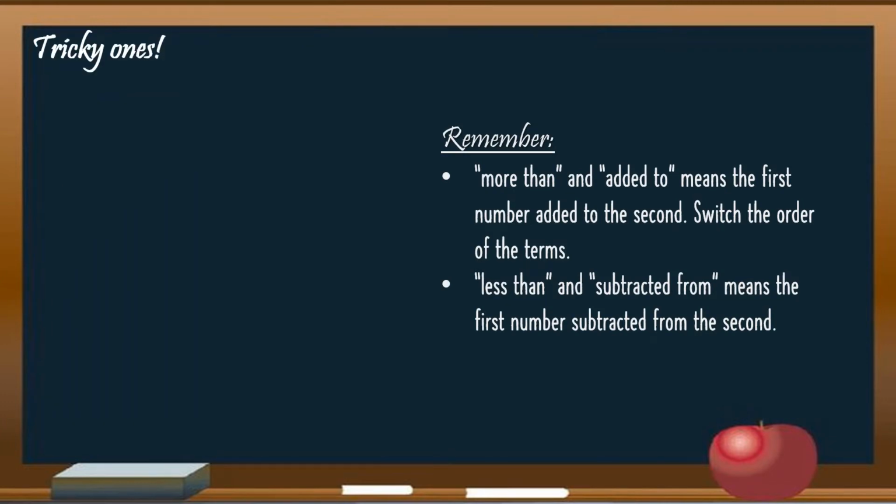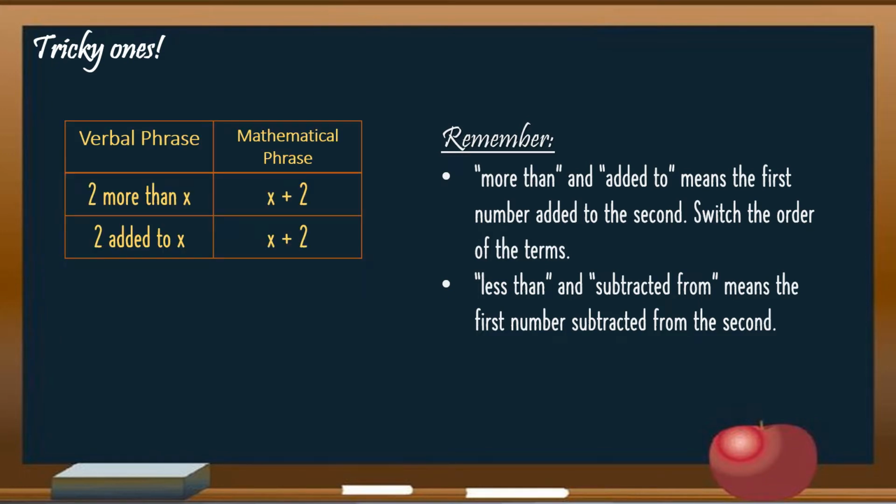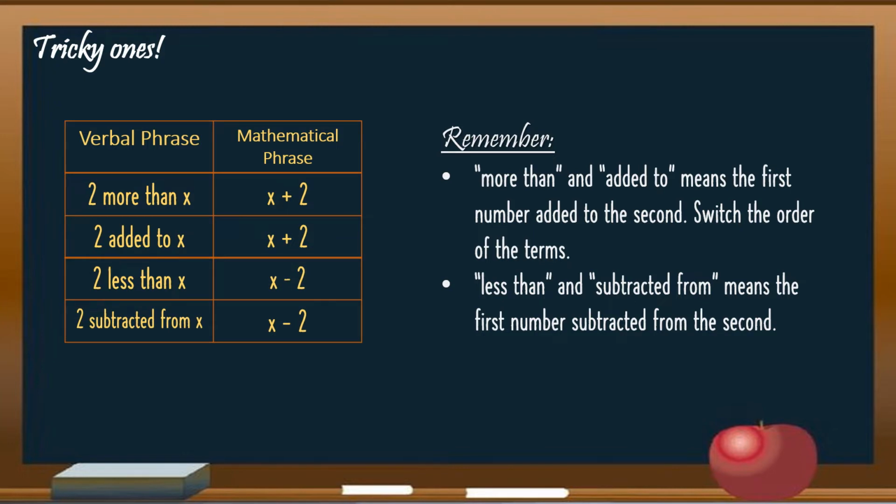So remember, kapag ginamit natin yung salitang more than, added to, less than, and subtracted from, it means the first number isi-switch natin sa second number. Okay, so mag-change tayo ng order. So example, we have the verbal phrase 2 more than x, 2 added to x, 2 less than x, and 2 subtracted from x. Kapag ginawa siyang mathematical phrase, iti-change natin yung order ng terms. Kung sa verbal phrase, unang sinabi si 2, pag ginawa nating mathematical phrase, magiging second term si 2.